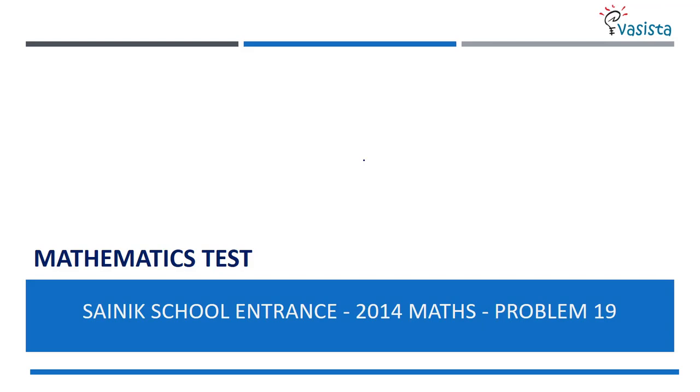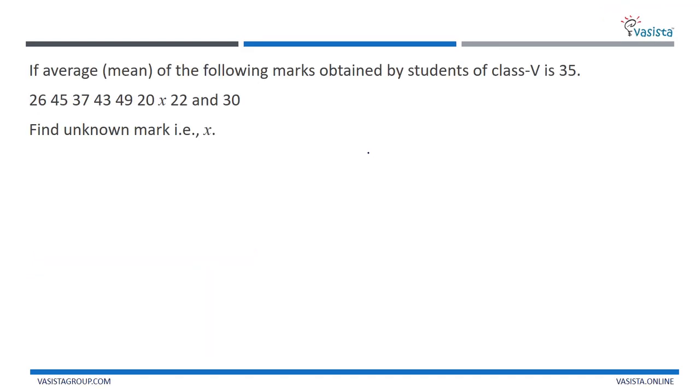And problem number 19, let me go here. If the average of the following marks obtained by students of class 5 is 35, find the unknown number. These are the marks obtained by each student: 26, 45, 37, 43, 49, 20 and x. This is what we need to find out, and they have given the other marks. Let us check it out here.